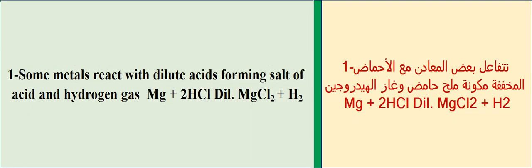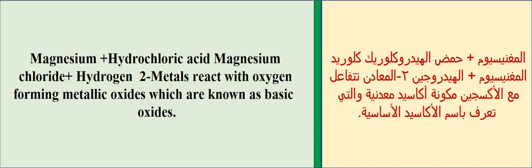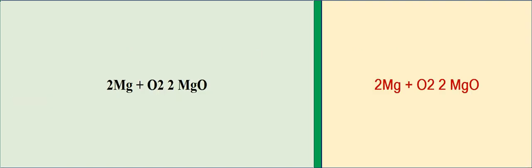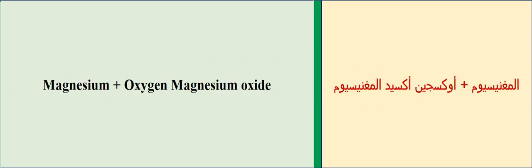The chemical properties of metals. 1. Some metals react with dilute acids forming a salt of the acid and hydrogen gas: Mg plus 2HCl dil gives MgCl2 plus H2. Magnesium and hydrochloric acid give magnesium chloride and hydrogen. 2. Metals react with oxygen forming metallic oxides which are known as basic oxides: 2Mg plus O2 gives 2MgO. Magnesium and oxygen give magnesium oxide.